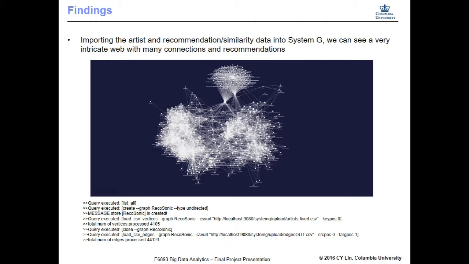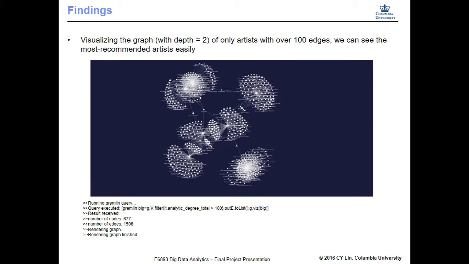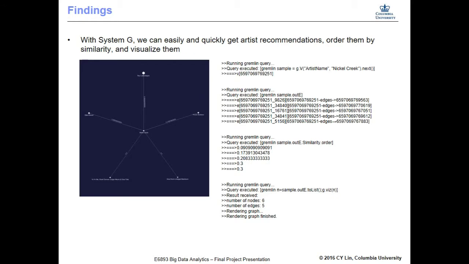Here are our findings. When we imported our artist recommendation systems into SystemG, we can see a very intricate web with many connections and recommendations. When we tried to visualize the graph with a depth of 2 of only artists with over 100 edges, we can see the most recommended artists very easily. Finally, with SystemG, we can easily and quickly get artist recommendations and then order them by similarity and visualize them.